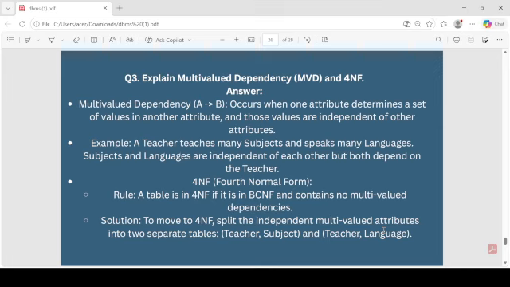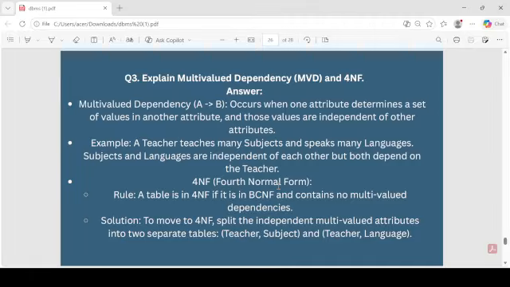The next question will be: explain multi-value dependency, like MVD, and 4NF. So multi-value dependency basically occurs when one attribute determines a set of values in another attribute, and those values are independent of other attributes. For example, a teacher teaches many subjects and speaks many languages. So subject and language are independent of each other, but both depend on teacher. So this is the example of multi-value dependency.